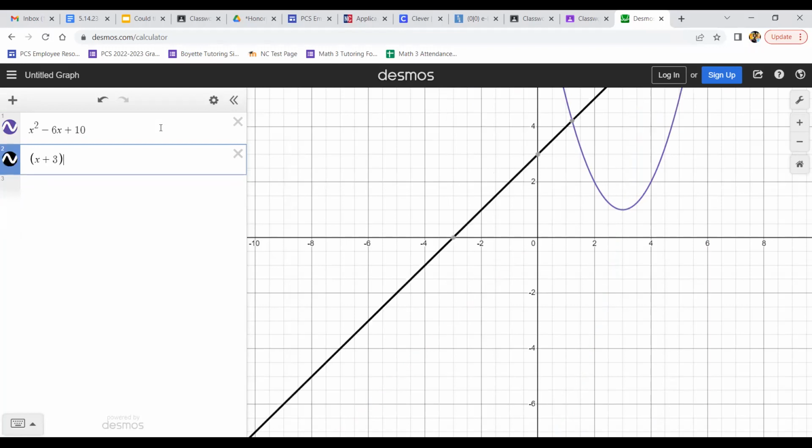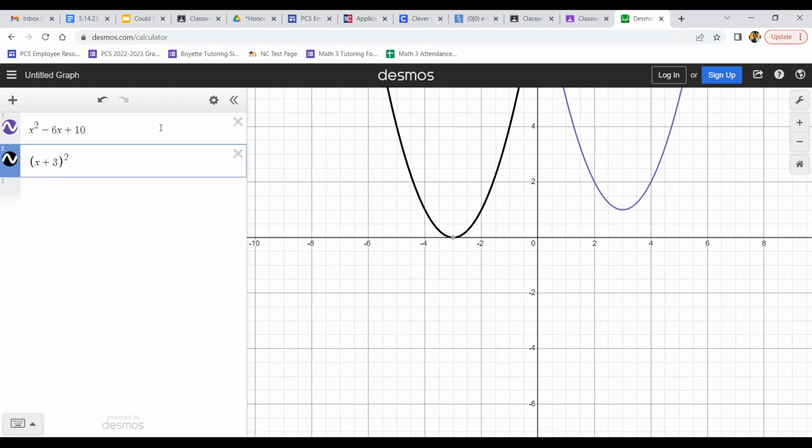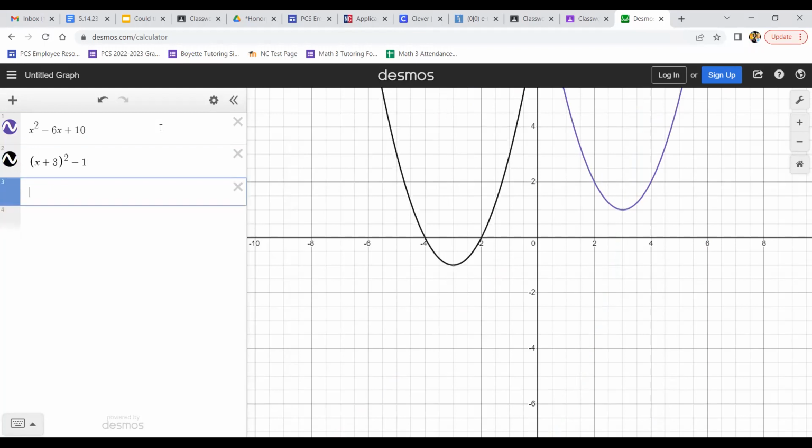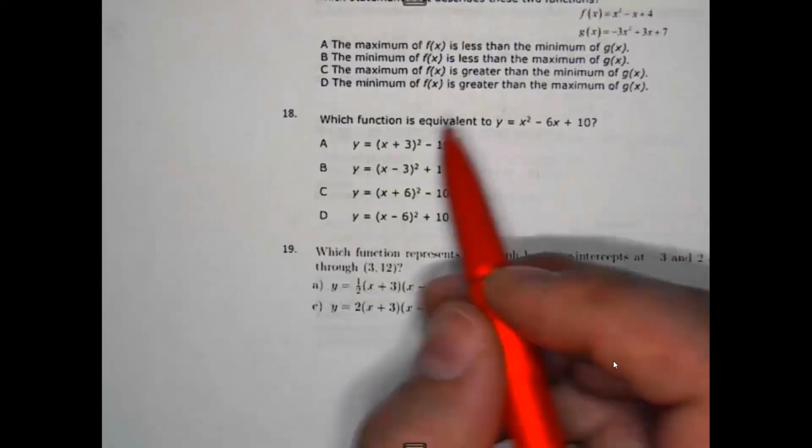So (x + 3)² - 1. That's not the right answer. (x - 3)² + 1. That is the right answer. Does that make sense? Yep. Okay. And the nice thing is you can feel good about the answers because they're not just close to something. They are actually there. It is right on top of it. So you know it's right.